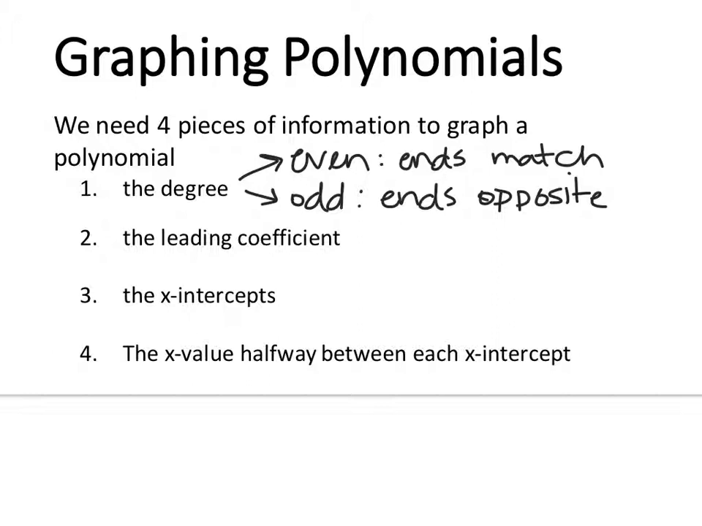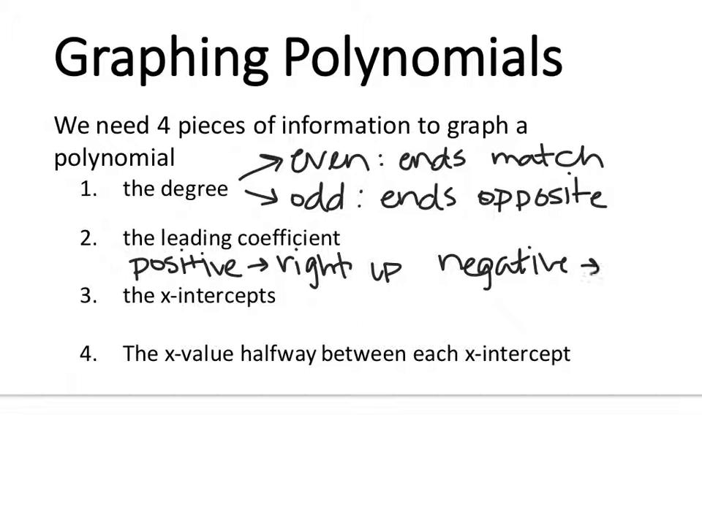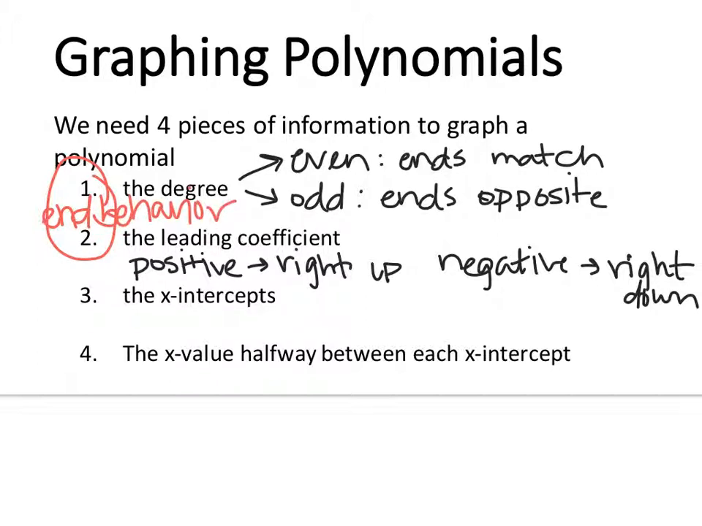The leading coefficient, if the leading coefficient is positive, then I know that the right side of my graph will point up. If it is negative, then the right side of my graph will point down. So when I talk about end behaviors, that's where we're looking at the degree and the leading coefficient. So we can figure out what the ends of the polynomial are doing just by looking at the very first term.